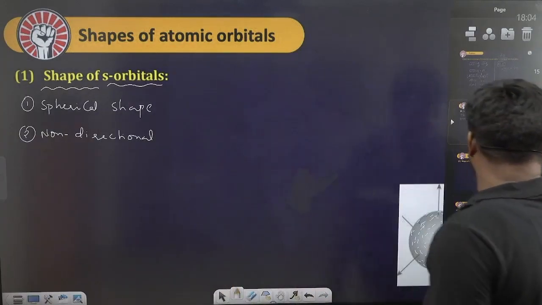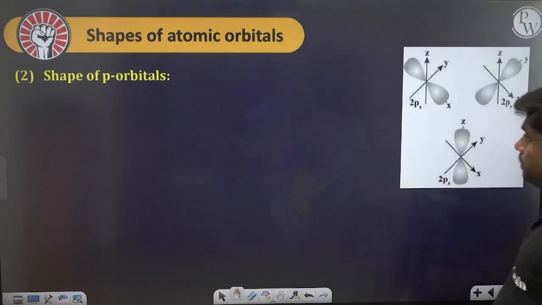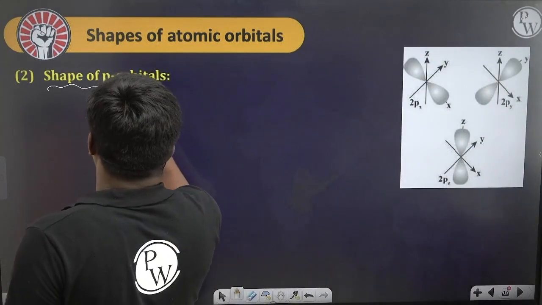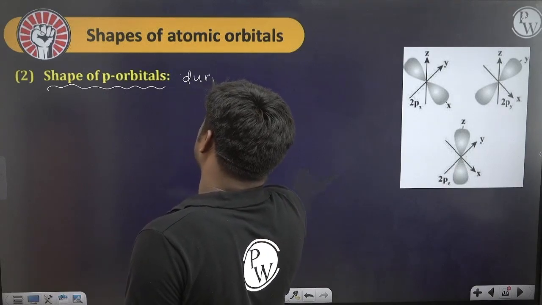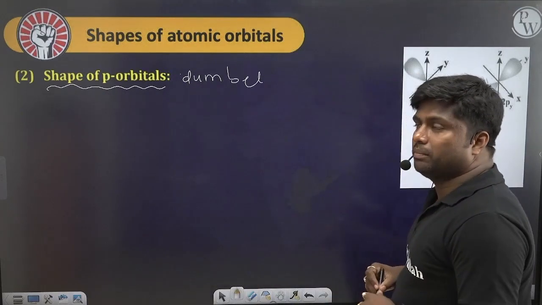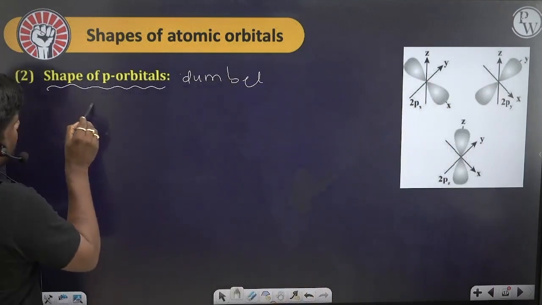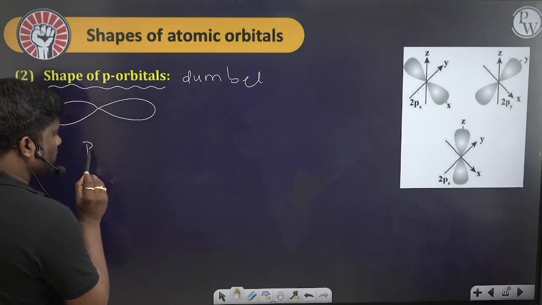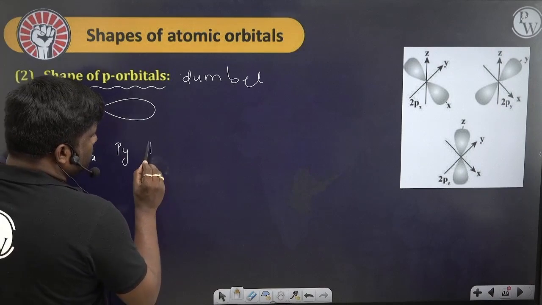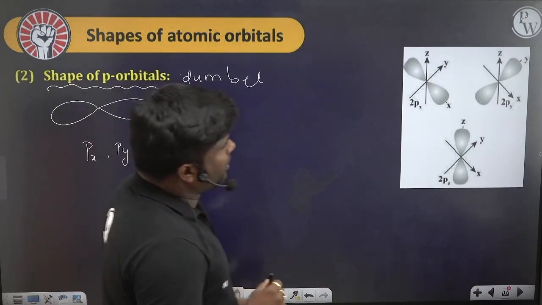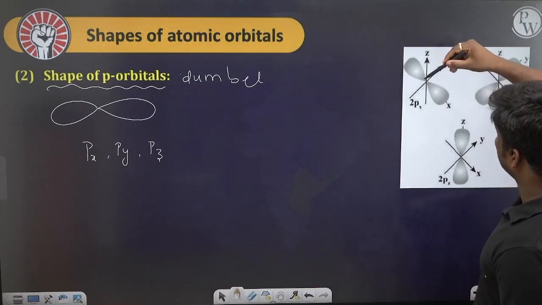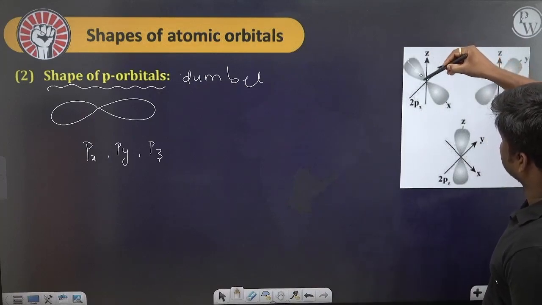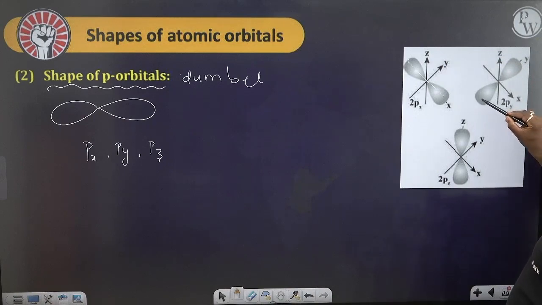And next, coming to the shape of the p orbital. P orbitals are in what shape? They are in dumbbell shape. Dumbbell shape means it will be like this. These p orbitals are of three types: px orbital, py orbital, and pz orbital. Px orbital means the orbital orients along the x-axis, like this. Py orbital means the orbital orients along the y-axis. Pz orbital means the orbital orients along the z-axis.